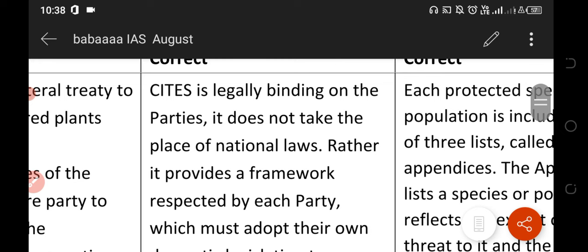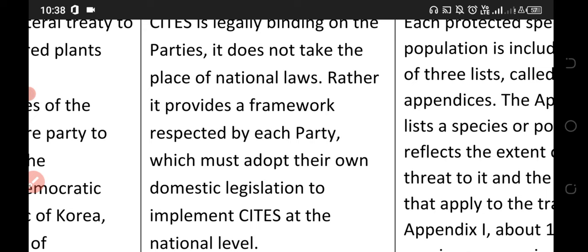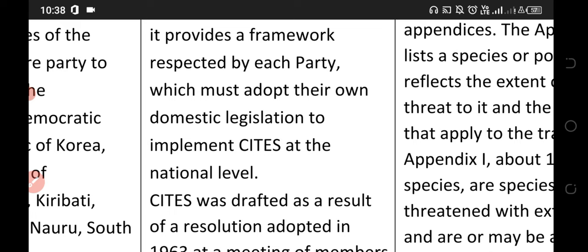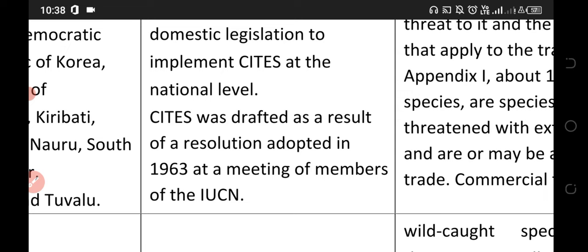CITES is legally binding on the parties. It does not take the place of national law. Rather, it provides a framework respected by each party, which must adopt its own domestic legislation to implement CITES at the national level. CITES was drafted as a result of a resolution adopted in 1963 at a meeting of the members of the IUCN.